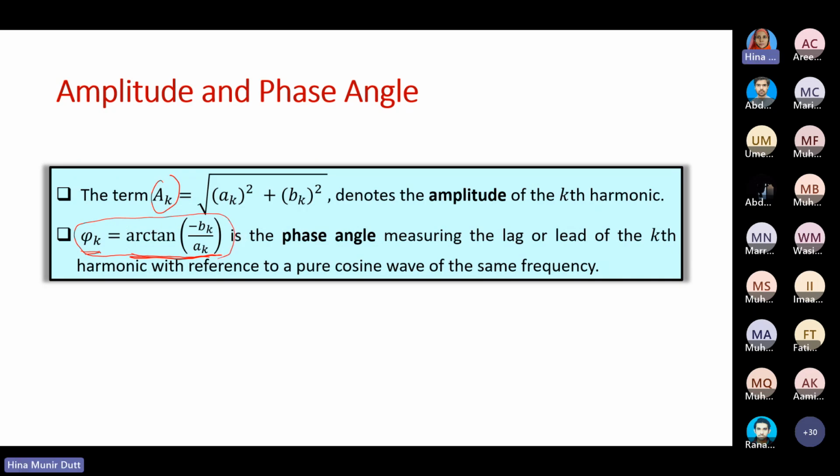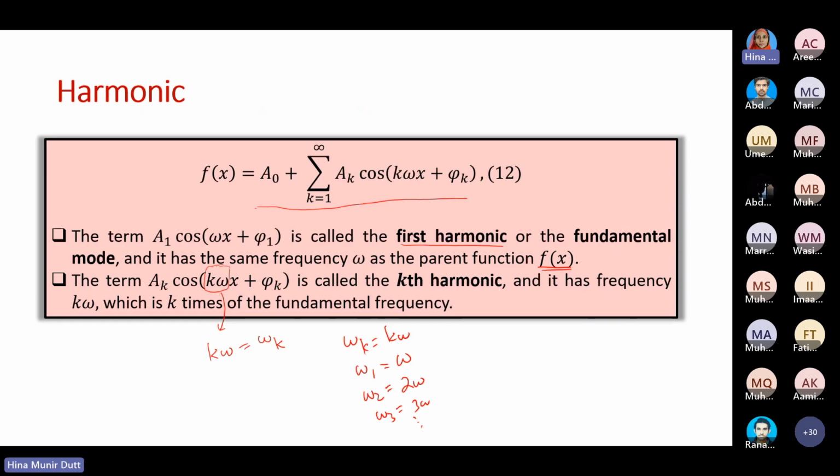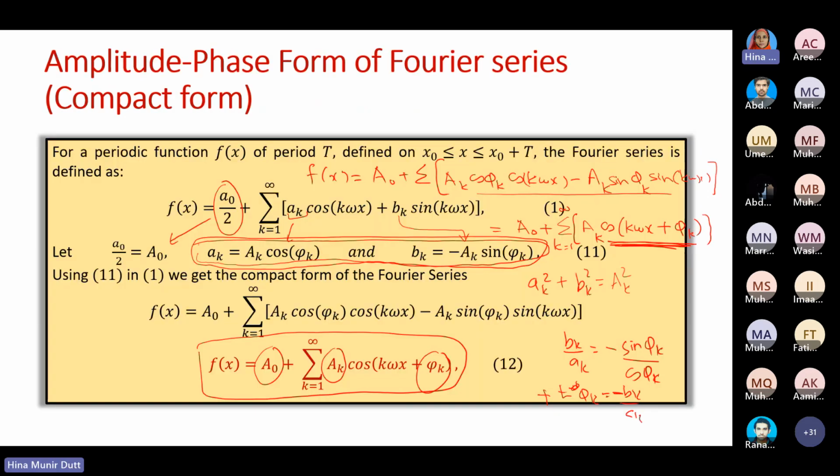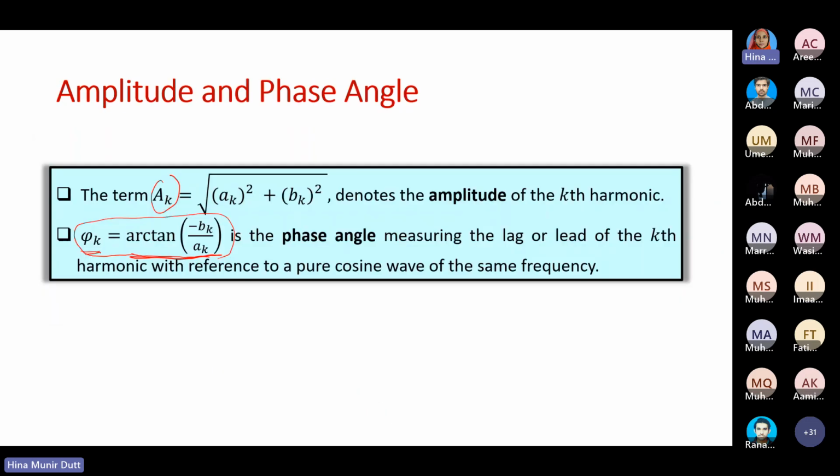Phi k is the phase angle, which measures the lag or the shift of the kth harmonic with reference to the pure cosine wave of the same frequency. It's the pure harmonic cosine. This is the term of the cosine. So we have this one.